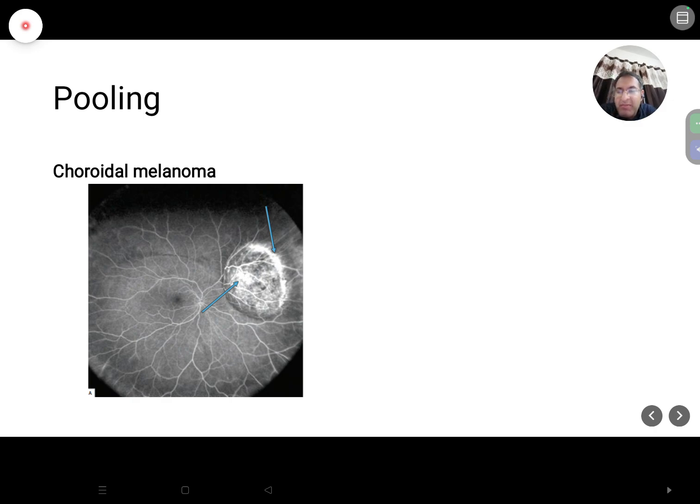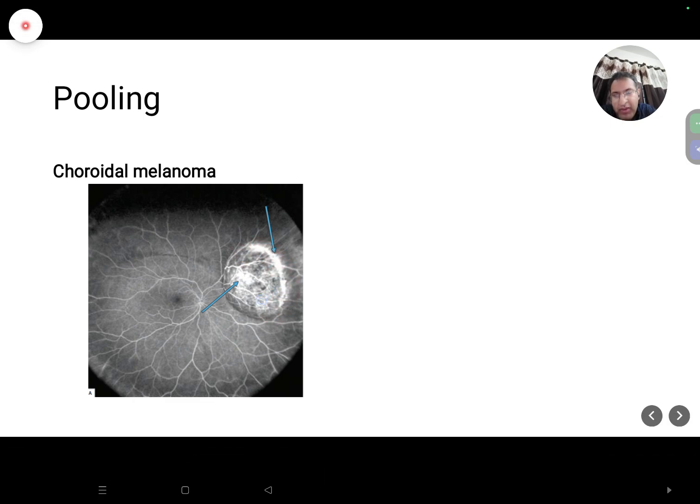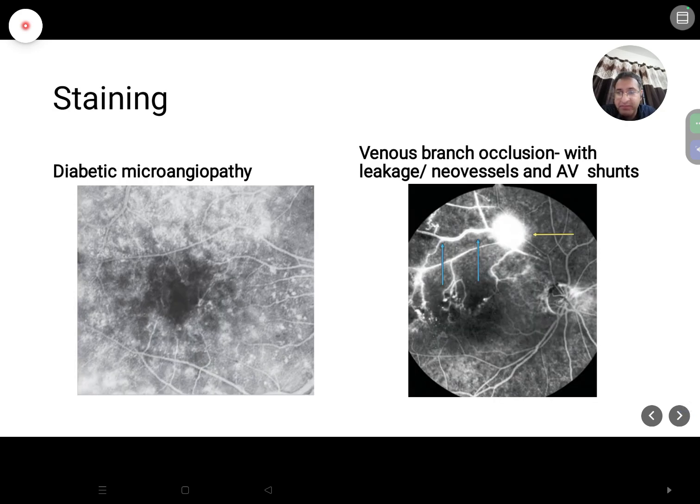The next example of pooling is choroidal melanoma. This is also the late phase of the angiography, and this is some growth which has been observed in the angiography. We see that there is leakage at many points, and the fluid is getting collected at the periphery of that lesion. So this is the pooling happening in the choroidal melanoma in the late phases of the angiography.